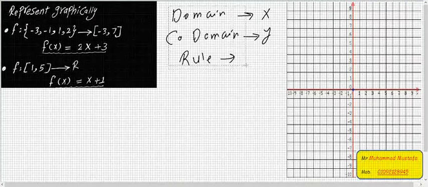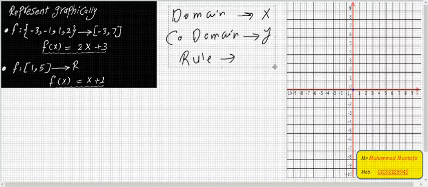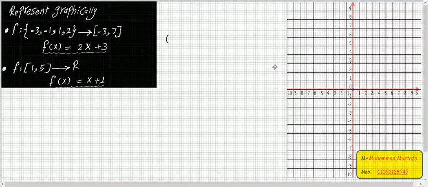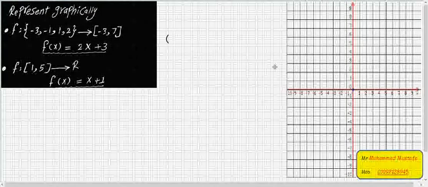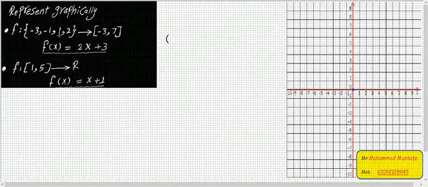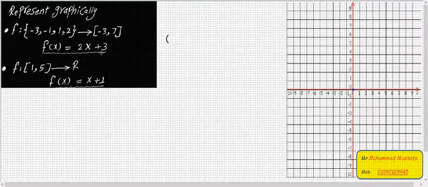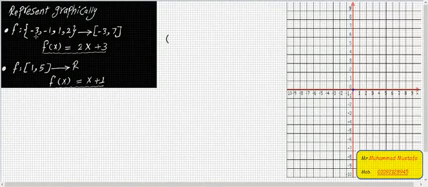To represent graphically the first function, we substitute here. This is the domain, and this is the codomain, and this is the rule of the function. We substitute in the rule by x equals negative 3, negative 2, negative 1, 0, 1, and 2.